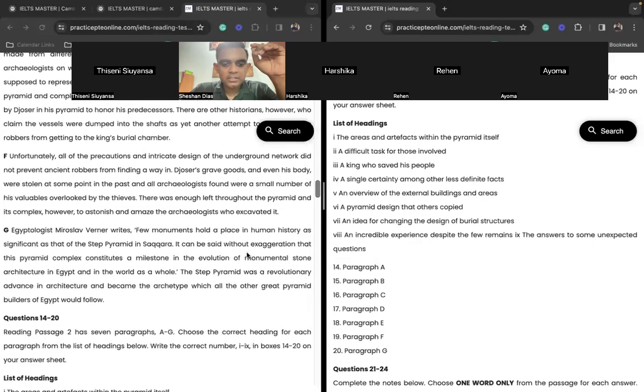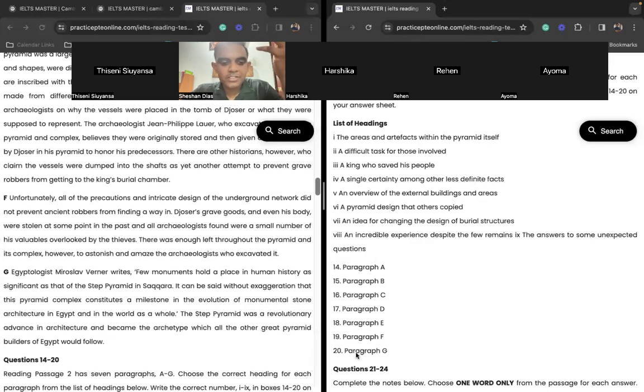Okay, now if you look at another example, let's take a random one here, paragraph G. Egyptologist Miroslav Werner writes, few monuments hold a place in human history as significant as that of the Step Pyramid in Saqqara. It can be said without exaggeration that this pyramid complex constitutes a milestone in the evolution of monumental stone architecture in Egypt and in the world as a whole. The Step Pyramid was a revolutionary advance in architecture and became the archetype which all the other great pyramid builders of Egypt would follow.